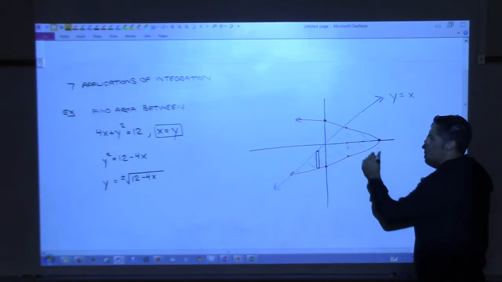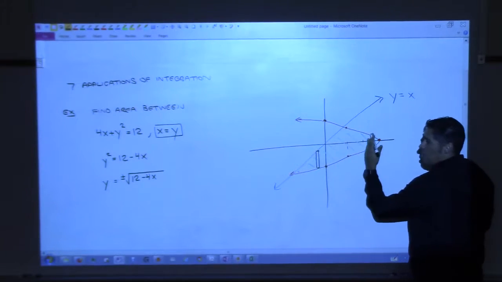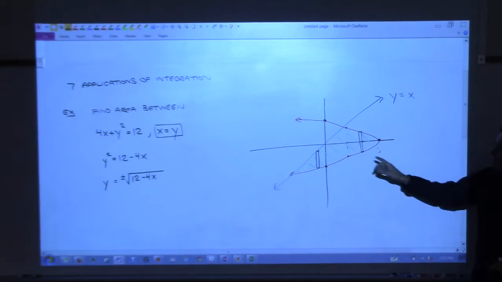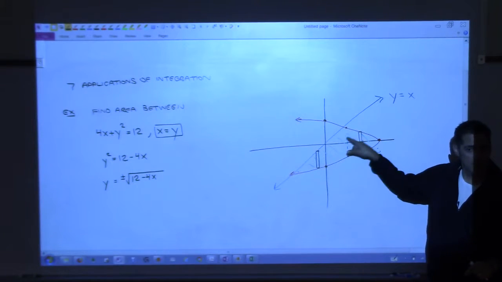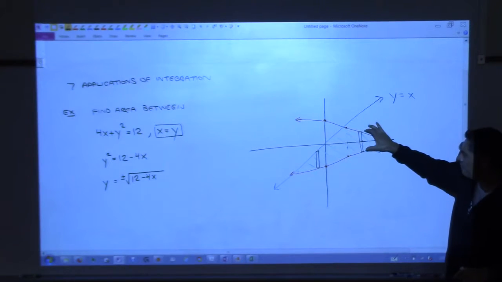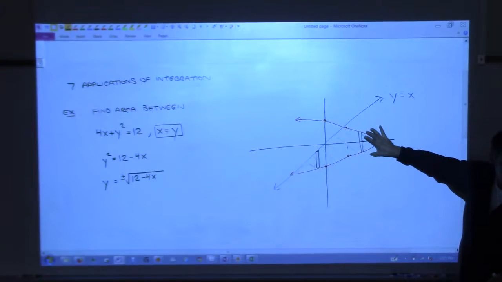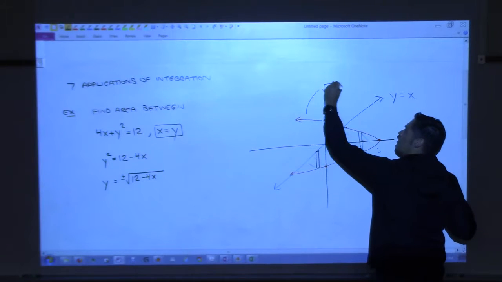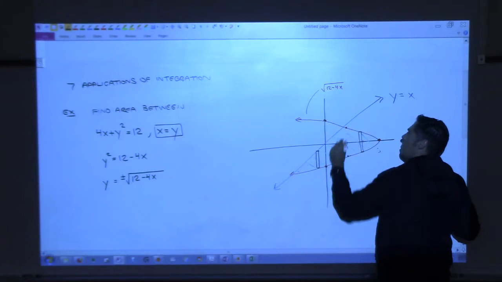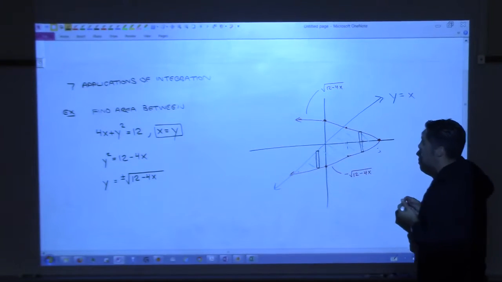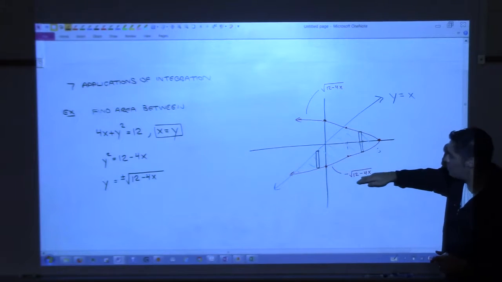But then once I get over here, remember this rectangle slides, doesn't it? So when I get over here, my top function is different, isn't it? My top function has switched from the blue one over to the red one. So I have a new top function and a different bottom function. Agreed? Now maybe we should clearly state that this is the positive root of 12 minus 4x, and this one is the negative root of 12 minus 4x. So we still do have a top function that is different than the bottom function here.